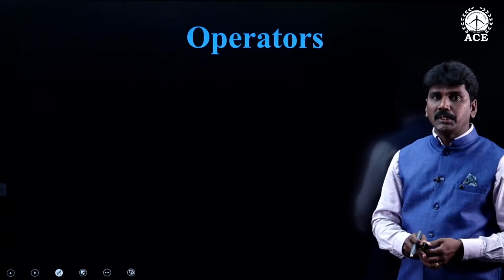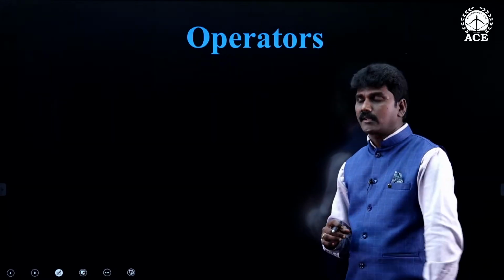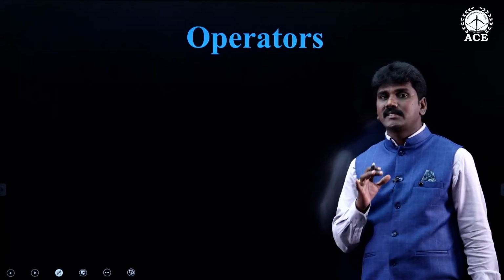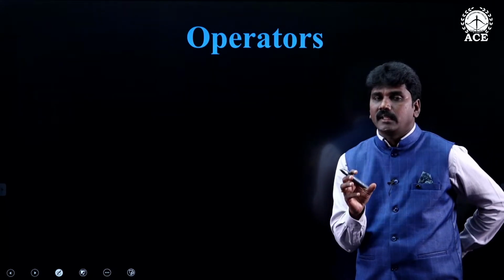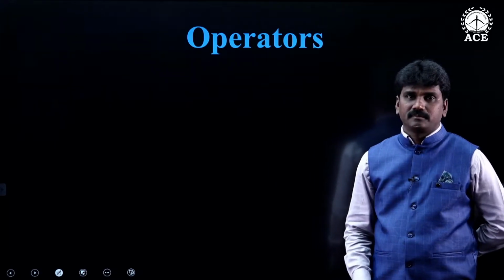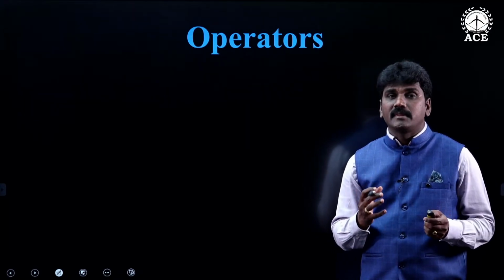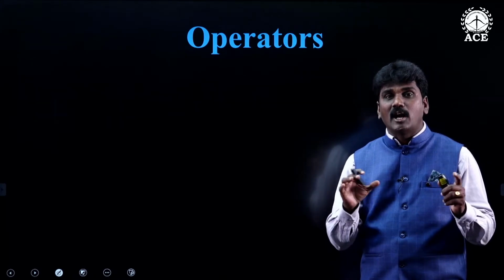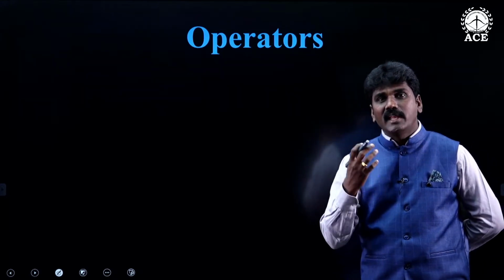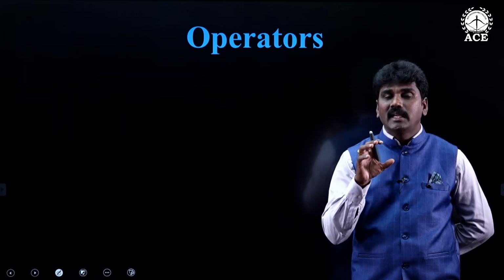Next we are going to see the operators concept, the most important one. So what is an operator actually? An operator is a symbol, or an operator is a token. For what purpose? An operator is a symbol used to perform an operation with the help of operands. I would like to repeat once again: an operator is a symbol used to perform an operation by the help of operands.